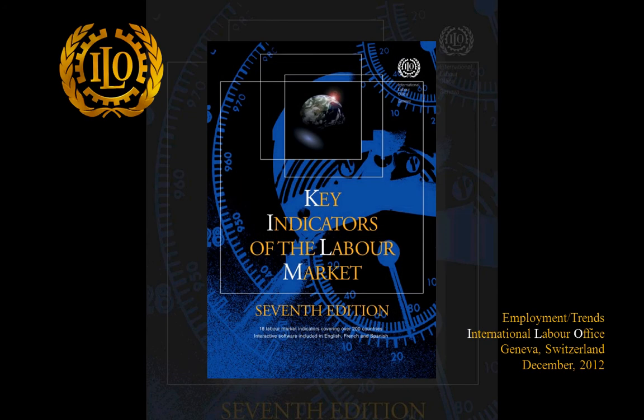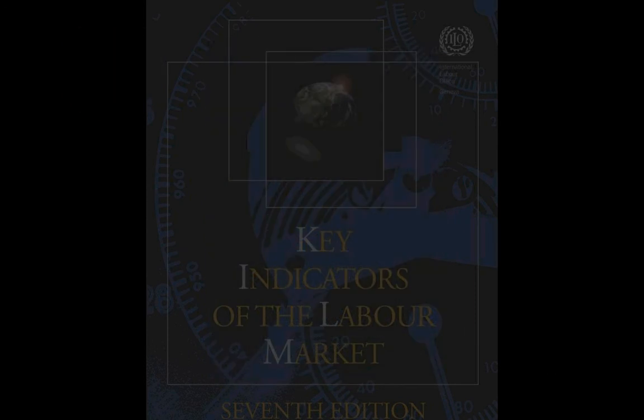This is an introduction to the Key Indicators of the Labor Market, the KILM, 7th edition software. The KILM was first released in 1999 and is a flagship publication of the International Labor Office, the ILO, in Geneva, Switzerland. The KILM consists of 18 indicators.